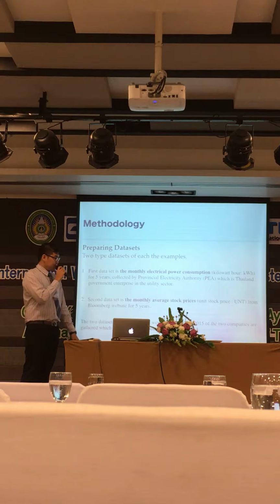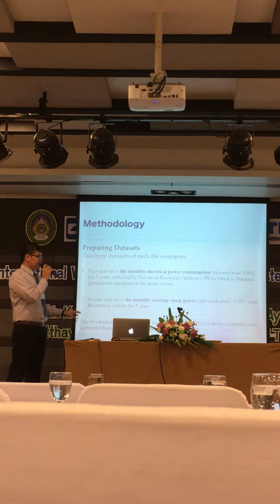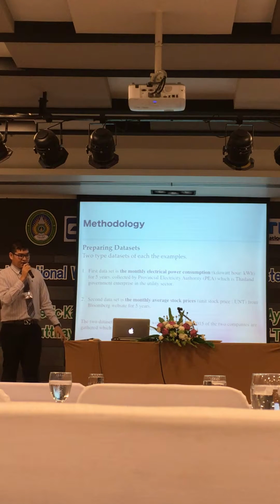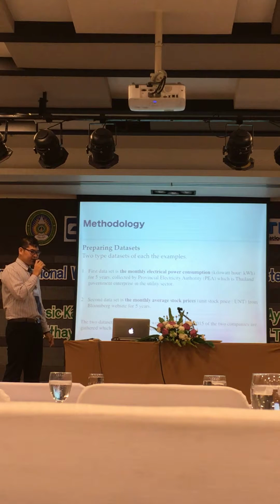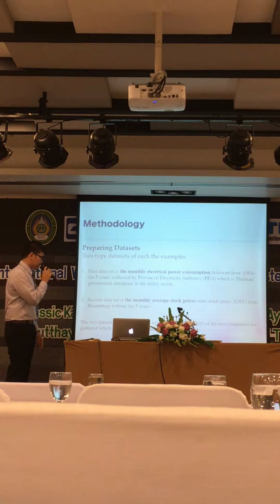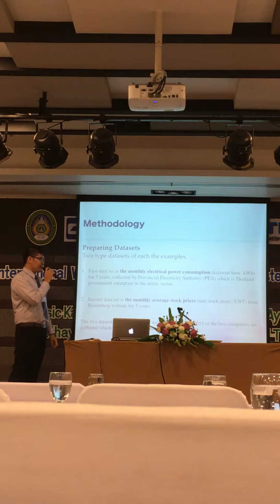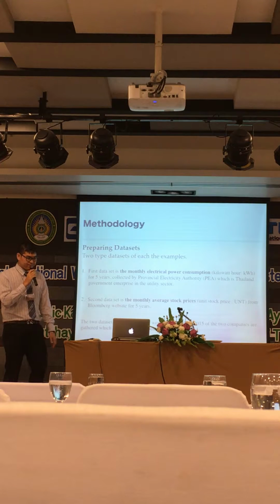And each company consists of two types of data. The first type is the monthly electricity consumption in kilowatt-hours, collected by the Provincial Electricity Authority, or PEA, of Thailand, which is a Thai government enterprise in the utility sector. The second data set is the monthly average stock prices for five years, which I took from the Bloomberg website.